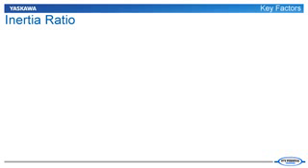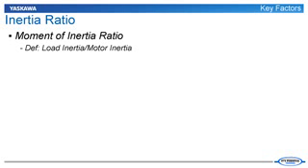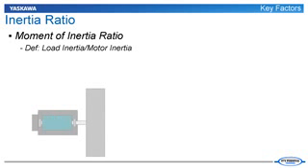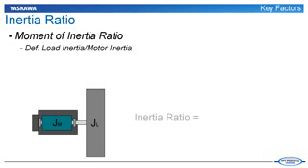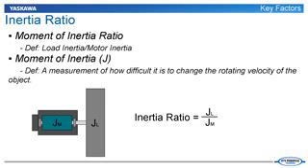The first key sizing factor is the moment of inertia ratio. The entire moment of inertia in a servo system can be divided into 2 parts, the motor inertia and the load inertia. The moment of inertia ratio is the load's moment of inertia divided by the motor's moment of inertia. Any rotating object has a moment of inertia. The moment of inertia is a measurement of how difficult it is to change the rotating velocity of that object.